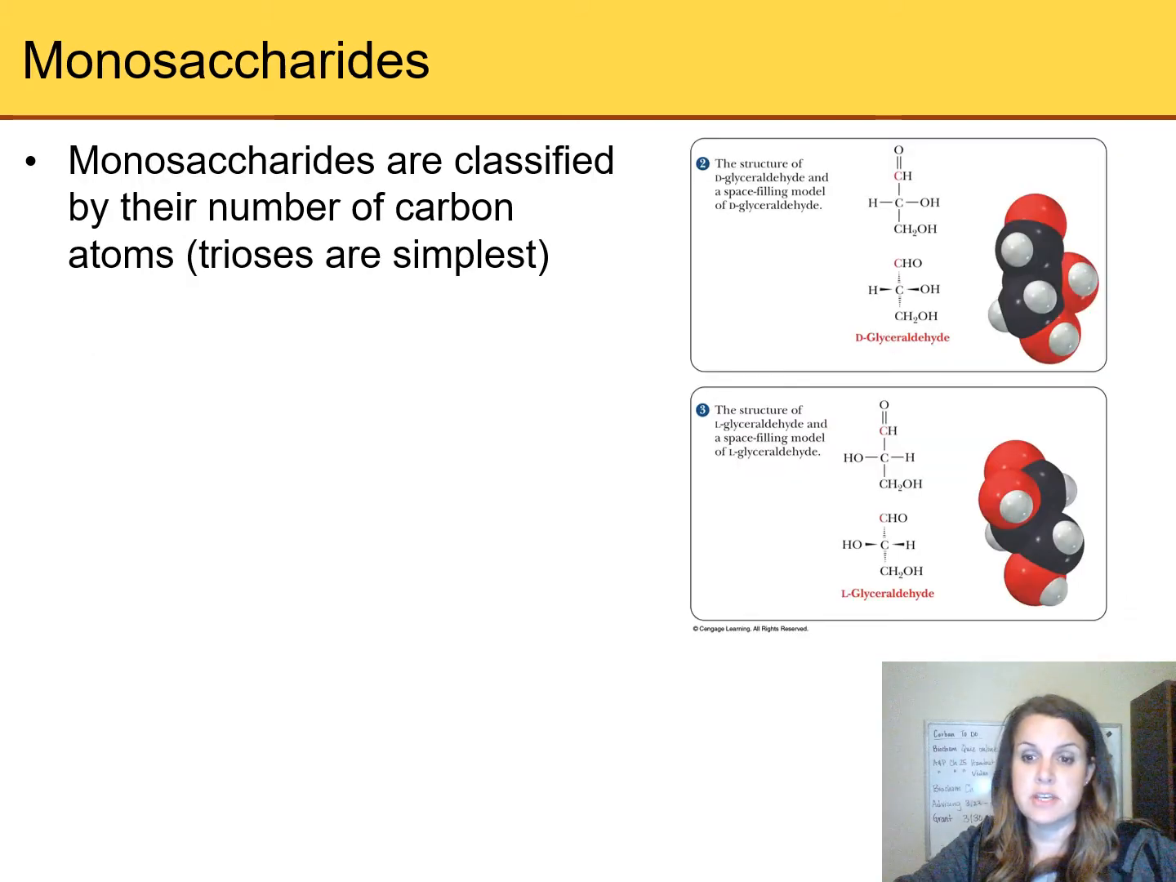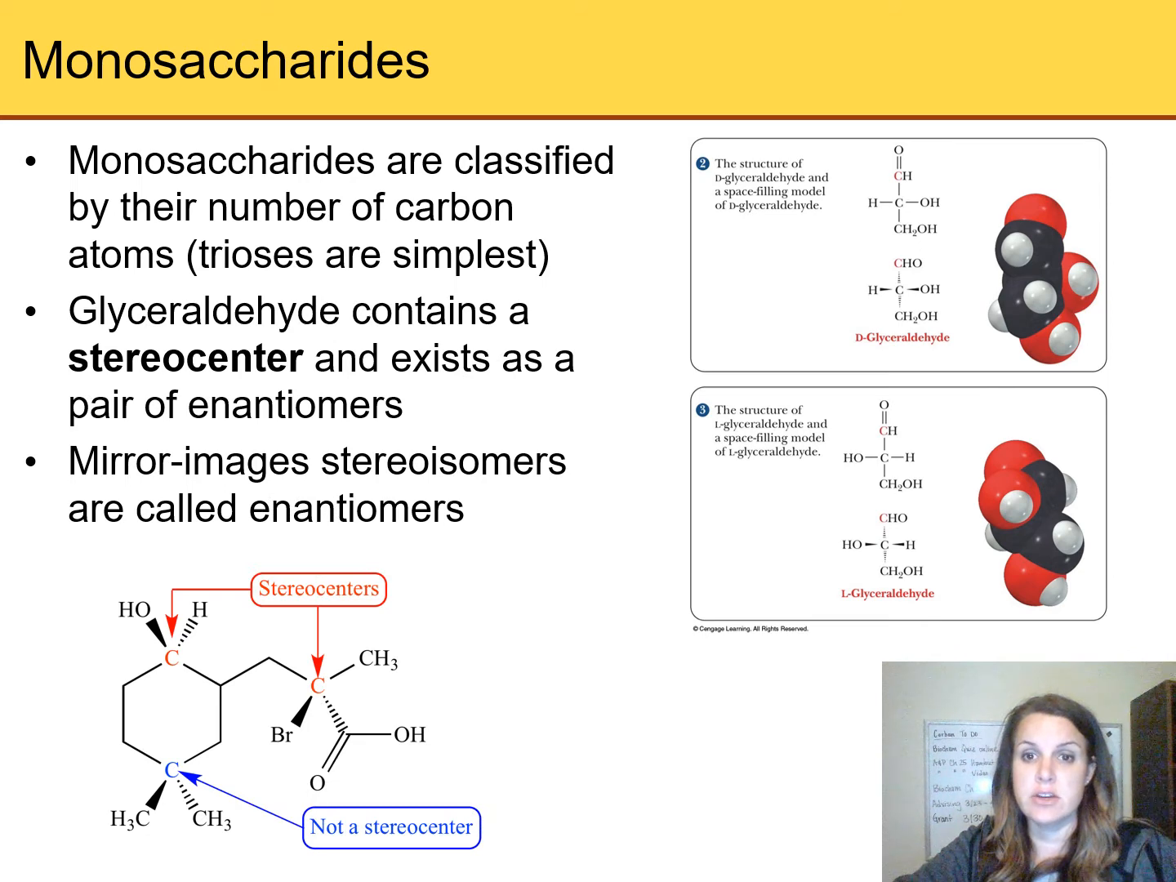Monosaccharides are classified by the number of carbons they have. The simplest form is a triose, which is 3 carbons, and then they go up from there. So glyceraldehyde here is a triose, and it has one stereocenter, which is that center carbon. And so therefore you can have 2 stereoisomers called enantiomers because they're mirror images of each other.